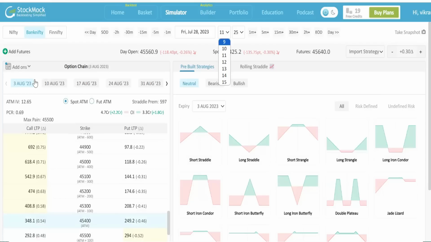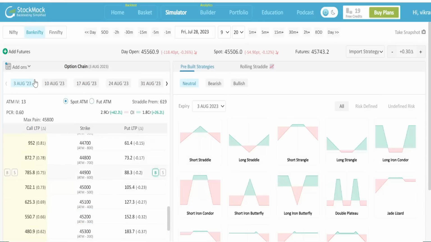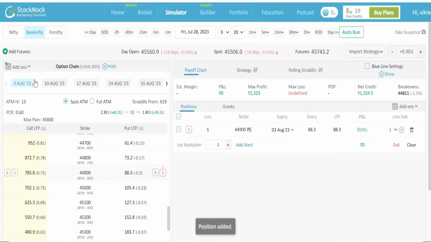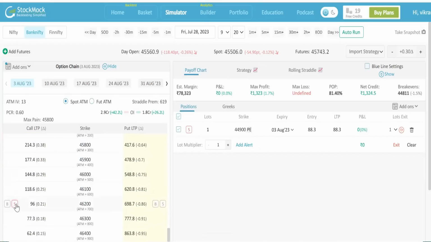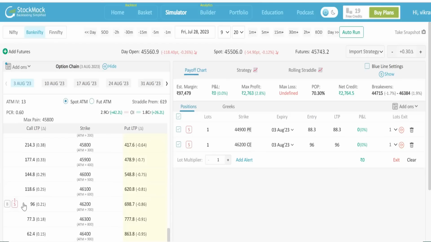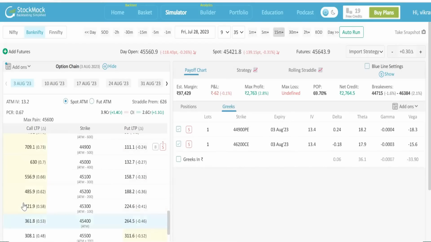So now what we'll do, we'll go to 9:20. We'll look for the delta which has around 0.20. You can see that the 44,900 put option has a delta of 0.2. You have selected that. Come to the call option side, and this is the delta. You have selected it, right? Now you have selected the delta which is almost close to each other, 0.2, 0.2. Now again we'll start running for every 15 minutes.